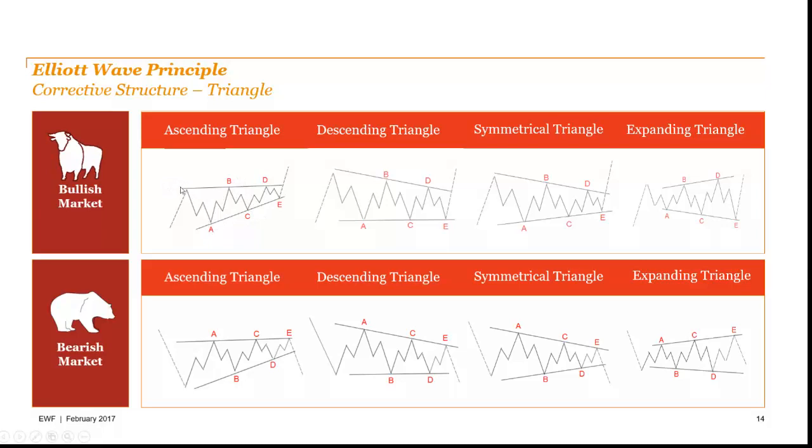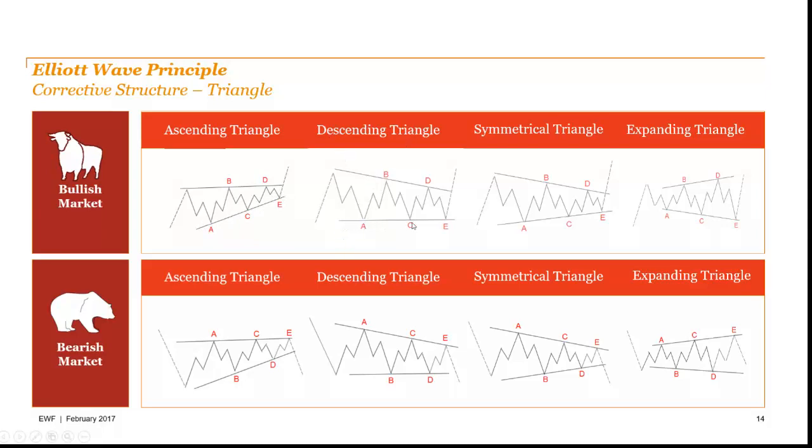So you got an ascending triangle, in the bullish market, in which you got a horizontal upper line, and then a higher low, right? In the descending triangle, you have a horizontal lower line, and then a descending or lower high. Symmetrical triangle is when it's converging like this, and then expanding triangle is what people call a megaphone pattern. So it's like a megaphone like this. All right, so 4 different types of triangle.